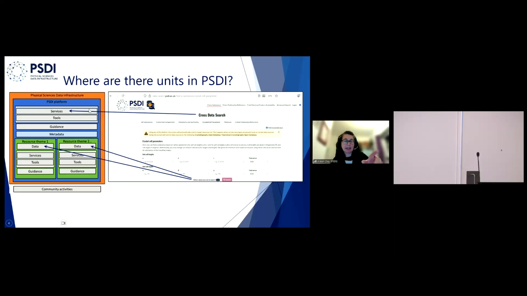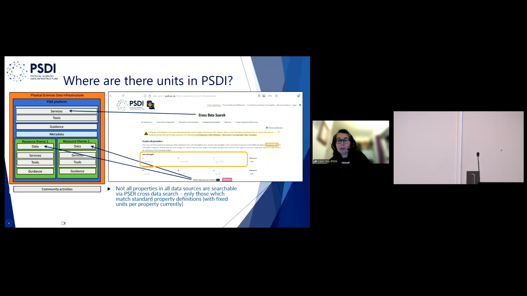PSDI isn't just a way for you to go to each resource theme and explore that separately, but it allows you to search across all of the data sources that are compatible, depending on the property that you're looking at. Not all properties in all of the data sources are searchable across the cross-data search. It's only those which match standard property definitions. The resource themes can have whatever properties are of relevance to them, but if they match these standard property definitions, then you can plug them into the cross-data search and make them findable via this.